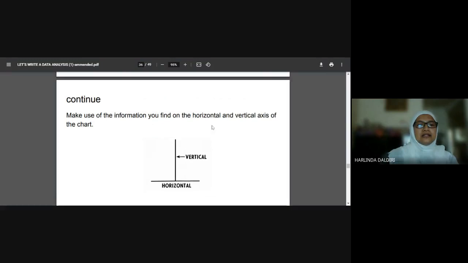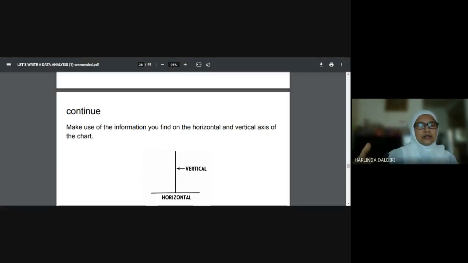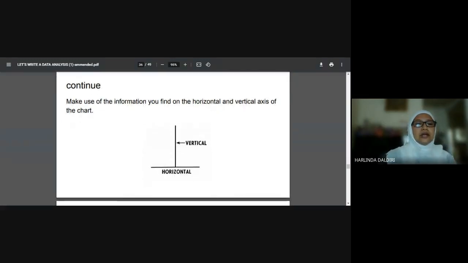So find the best way to try your best to replace any words that you see in the introduction. Make use of the information you find on the horizontal and vertical axis of the chart. This is vertical, this is horizontal. Normally on the vertical axis you will have the numbers. Numbers can be percentages, or in thousands or millions. Those are the numbers that you will always have.